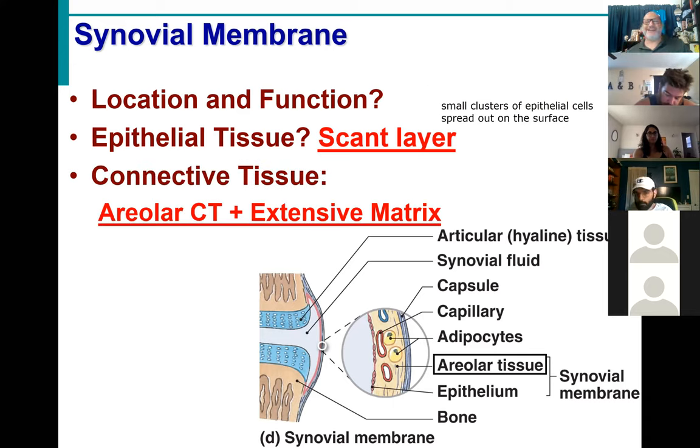But even the areolar connective tissue is a bit different on a synovial membrane. Notice how normally areolar connective tissues we think of as being a very loose tissue with a lot of open space. But here in our synovial membrane, it has many more fibers in it. So it has a much more extensive matrix, which if you think about it makes sense. These are moving joints. We need to give this membrane a little bit more integrity so it stays together and doesn't tear. So it has a lot more fibers. It's still that loose areolar connective tissue, but it has a lot more fibers in it.